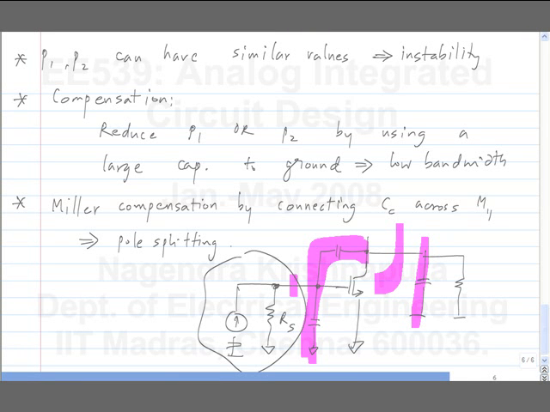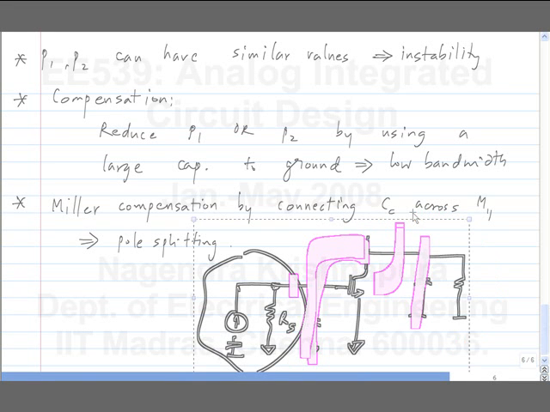So if this is not very clear, go and revise the stuff on the common source amplifier. We have discussed all of this before.